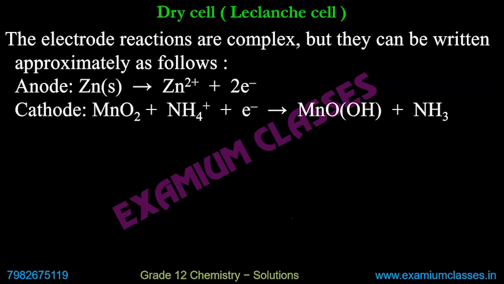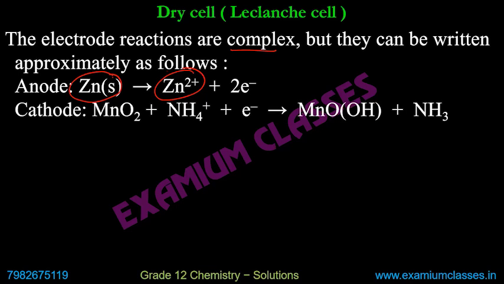The electrode reactions are complex, but they can be written approximately as follows. Now remember, these are not exactly what reactions happen. These are just a few metals and compounds which we are considering. There are other reactions also which take place. We are not going into those details. Those are not in the syllabus. So at the anode, oxidation will take place. Zinc will get oxidized to zinc ion.